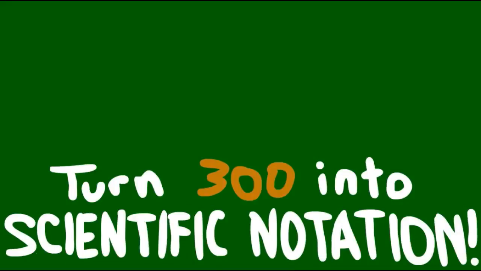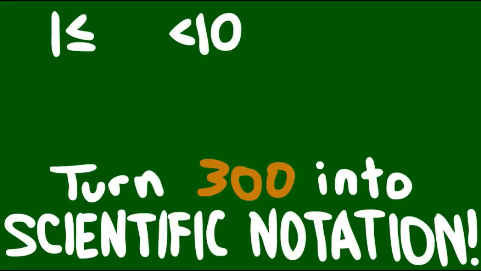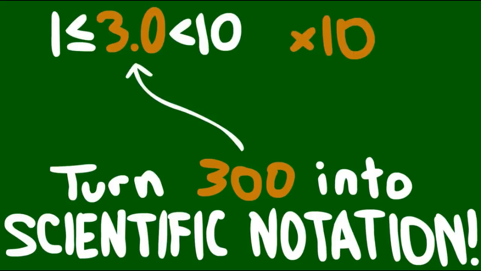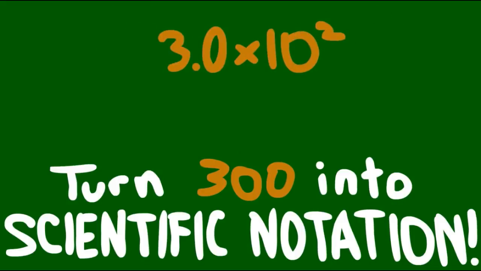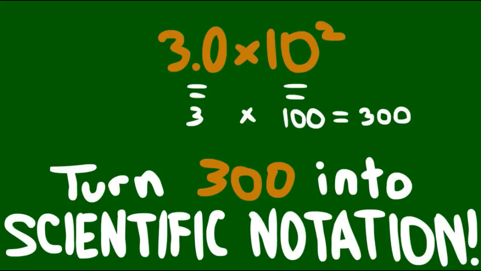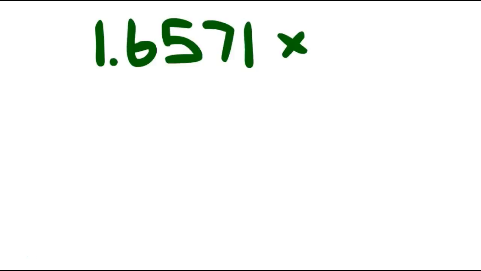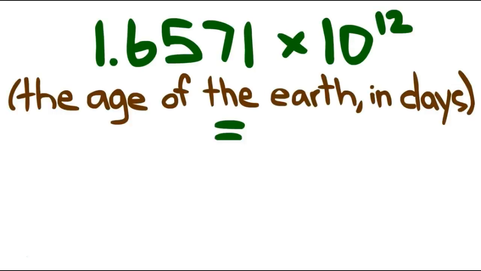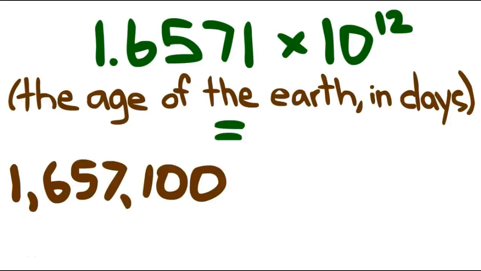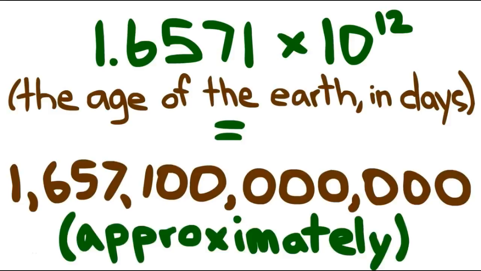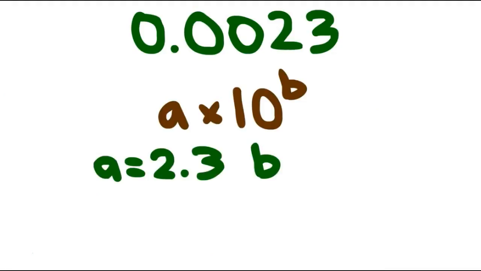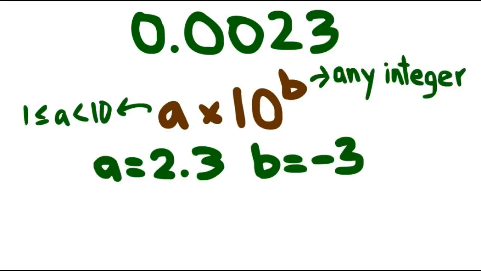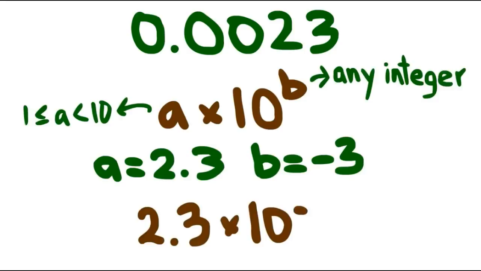Express your number so that it's more than 1, but less than 10. Take that number and multiply it by 10 to the proper exponent. 300 in scientific notation is 3 times 10 to the power of 2. 10 to the power of 2 is 100 times 3, that's 300, so there's your proof. Scientific notation uses exponents with the base of 10, so you don't have to write out so many zeros again and again and again. Take a number like 0.0023, plug it into a times 10 raised to the power of b, where a equals 2.3 and b is -3. You get 2.3 times 10 raised to the power of -3.